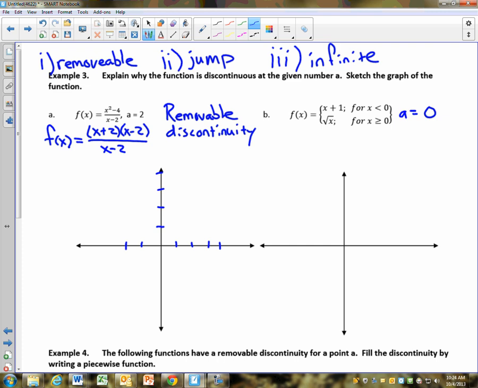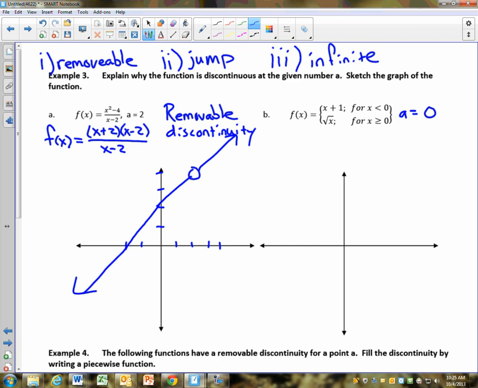Good. And so I can draw that line, and when I get to 2, what do I have? An open circle. How did I know the height was 4? I plugged 2 into what it wants to be like. It wants to be like x plus 2, so I just plug in 2, and you can see it would be at 4, and it goes on from there. So if you have a function that has a hole in it, that's what we call a removable discontinuity.